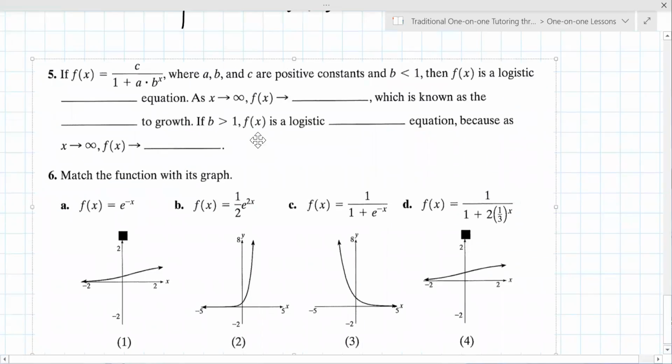None of this is very useful for actually doing problems. Okay, so all right, this is the logistic equation. It's used to model certain populations. Is a logistic something equation? I don't know what to put there, but as x goes to infinity, so you might think, well, how can we do this? Well, b to the x, that also goes to infinity. So 1 plus infinity is infinity. A little c, which is some number over infinity, is 0.